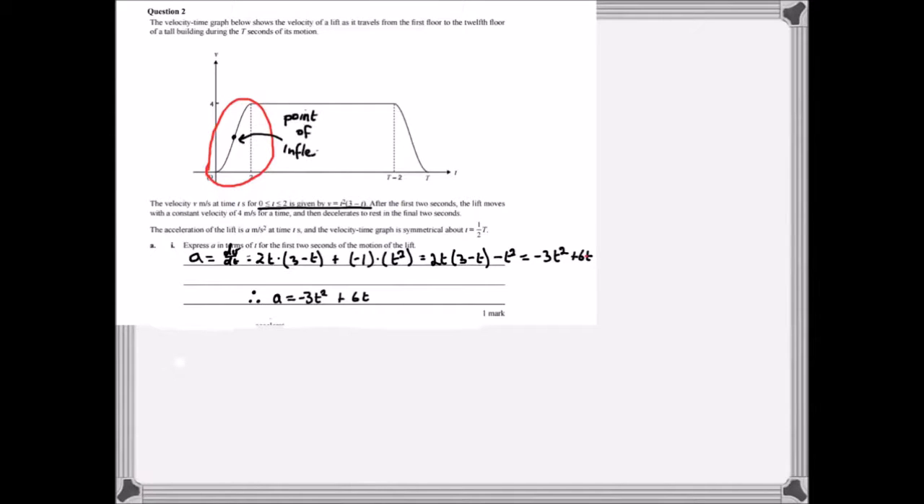Now, I just wanted to bring your attention to the graph. That point there is an interesting feature of the graph. It's called a point of inflection, and it is a point where the gradient of that slope is the steepest. So let's highlight that and consider it for a moment. Let's look at the next question.